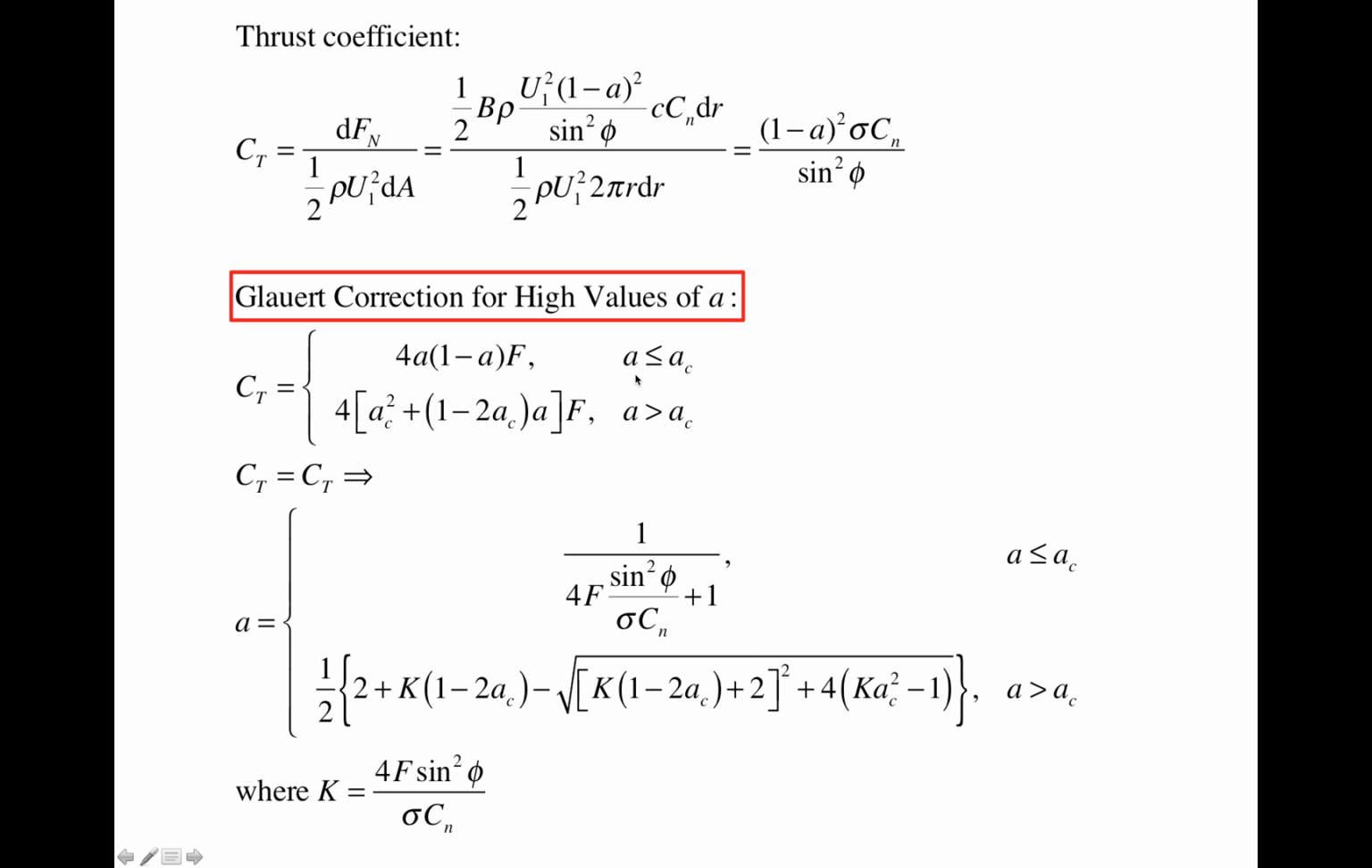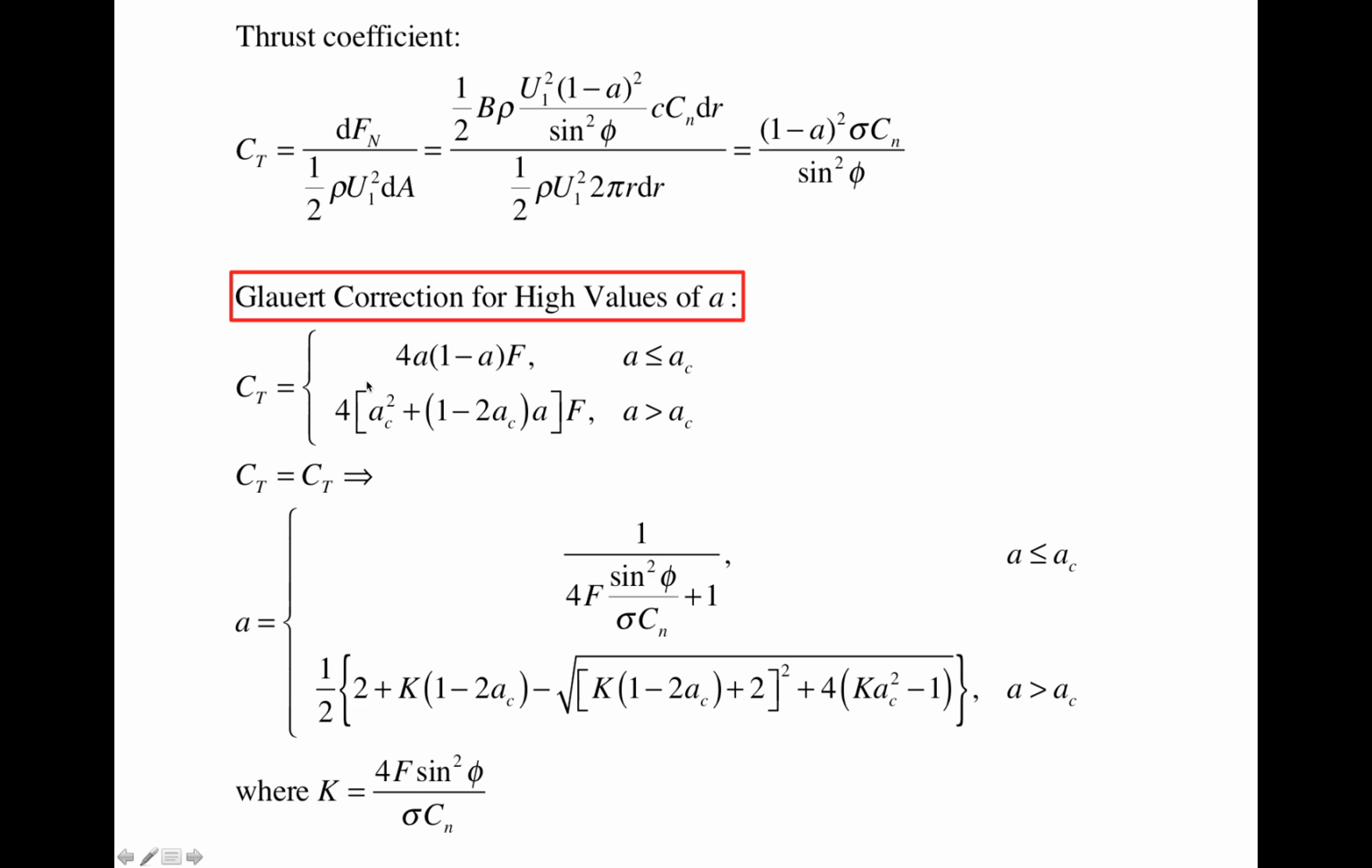Depending upon the value of A, is it smaller than AC or larger than AC, you have to use a different formula. So if A is smaller than AC, you can use this formula. But if A is larger than AC, you have to use this particular formula. And here, big F is the Prandtl's tip loss factor that we have talked about before. And AC is about 0.2 basically. So when A is smaller than or equal to 0.2, you use this formula. If it's larger than 0.2, you use this formula.